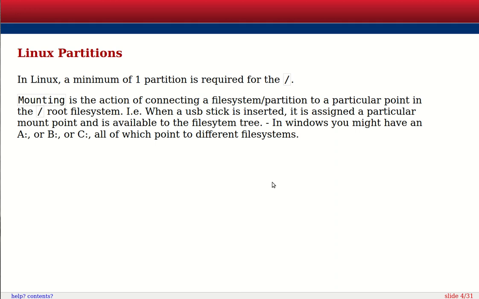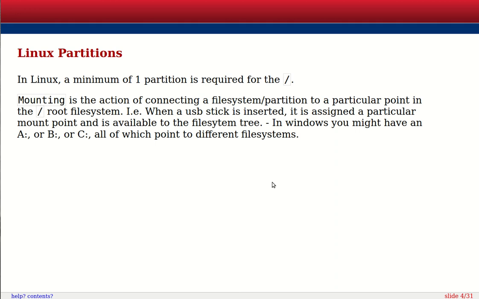Now, in Linux, you have to have at least one partition, at least one logical division of your hard drive in order to install the file system. And we've learned that is root, so at least the root file system has to be on one partition. A couple terms here.